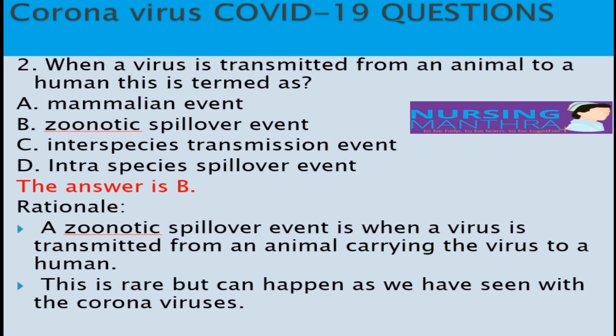A zoonotic spillover event is when a virus is transmitted from an animal carrying the virus to a human. This is rare but can happen, as we have seen with the coronavirus. So the virus which is transmitted from an animal to human, we call it a zoonotic spillover event. Okay.